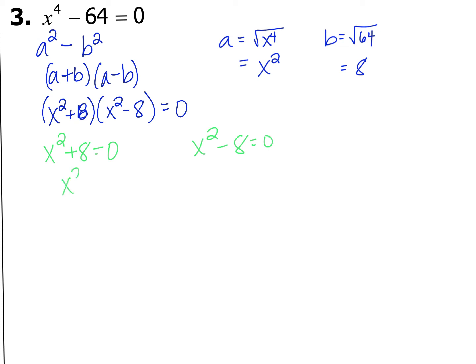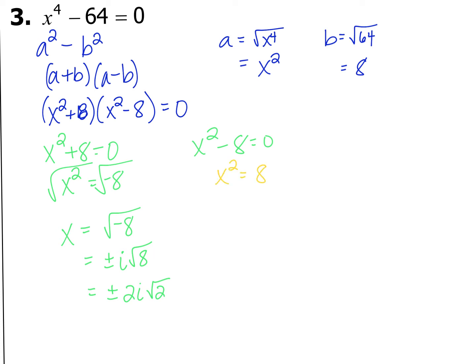Solving them both, I have x squared equals negative 8. And then I have to take the square root of both sides. So that leaves me with x is equal to the square root of negative 8. Well, the square root of negative 8 is equal to plus or minus i times the square root of 8. The square root of 8 breaks down to become the square root of 4 times the square root of 2. Therefore, the final solution for this factor is plus or minus 2i times the square root of 2.